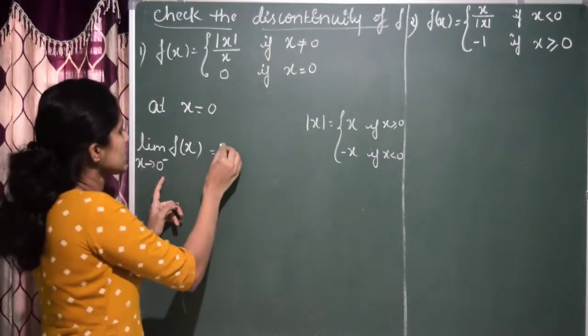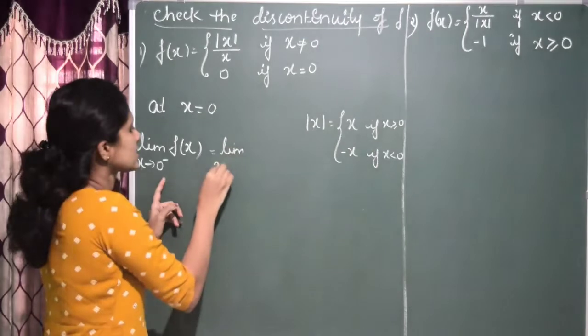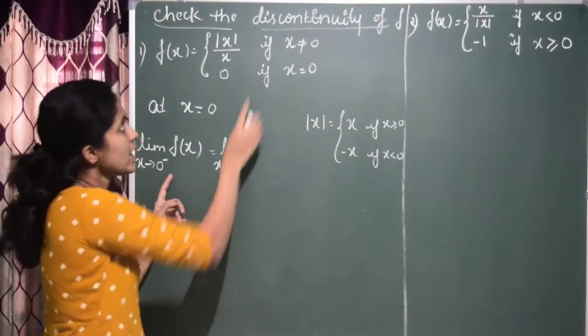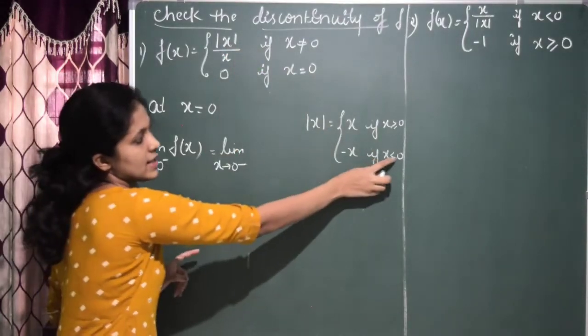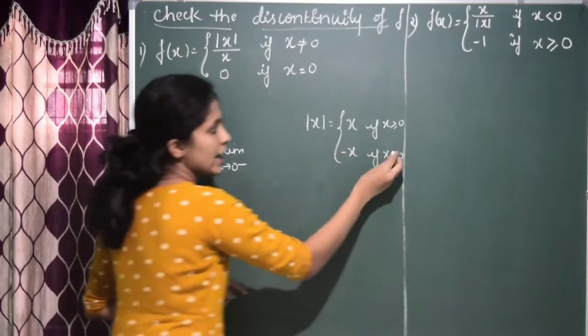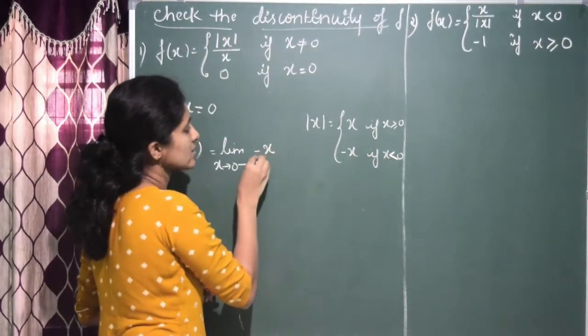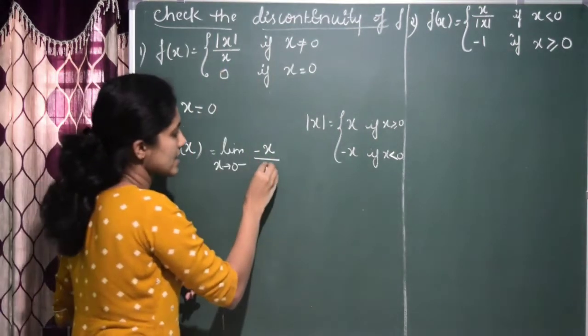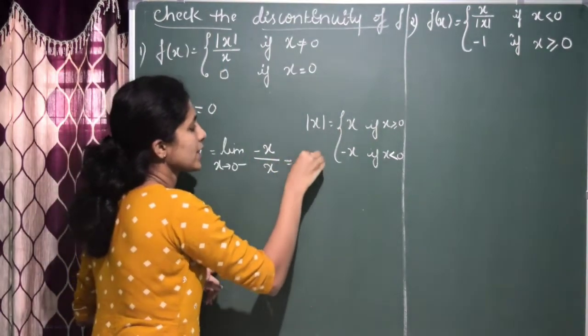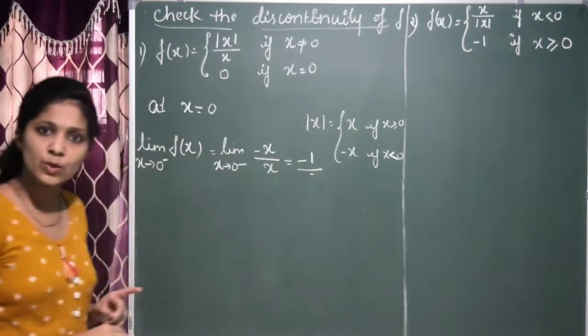So the function is now the limit as x tends to 0 from the left hand side. So mod x, if x is less than 0, will be minus x. So I can write minus x divided by x, and x and x cancel. So this is equal to minus 1. So the left hand limit is equal to minus 1.